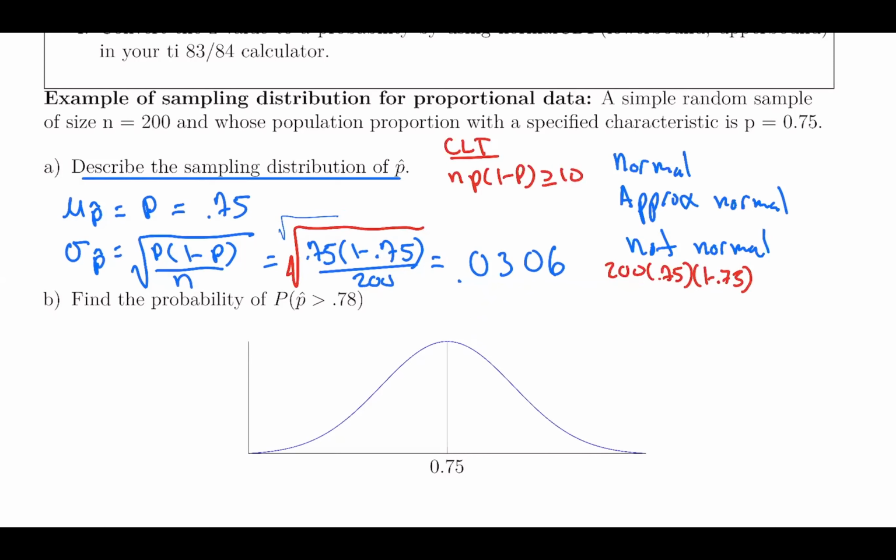All right, so I'm going to do 200 times 0.75 times 1 minus 0.75. The reason they have greater than or equal to 10 is that you want more than 10 successes and 10 failures. You want to make sure you have at least 10 successes and also at least 10 failures. Let me go to my TI-84.